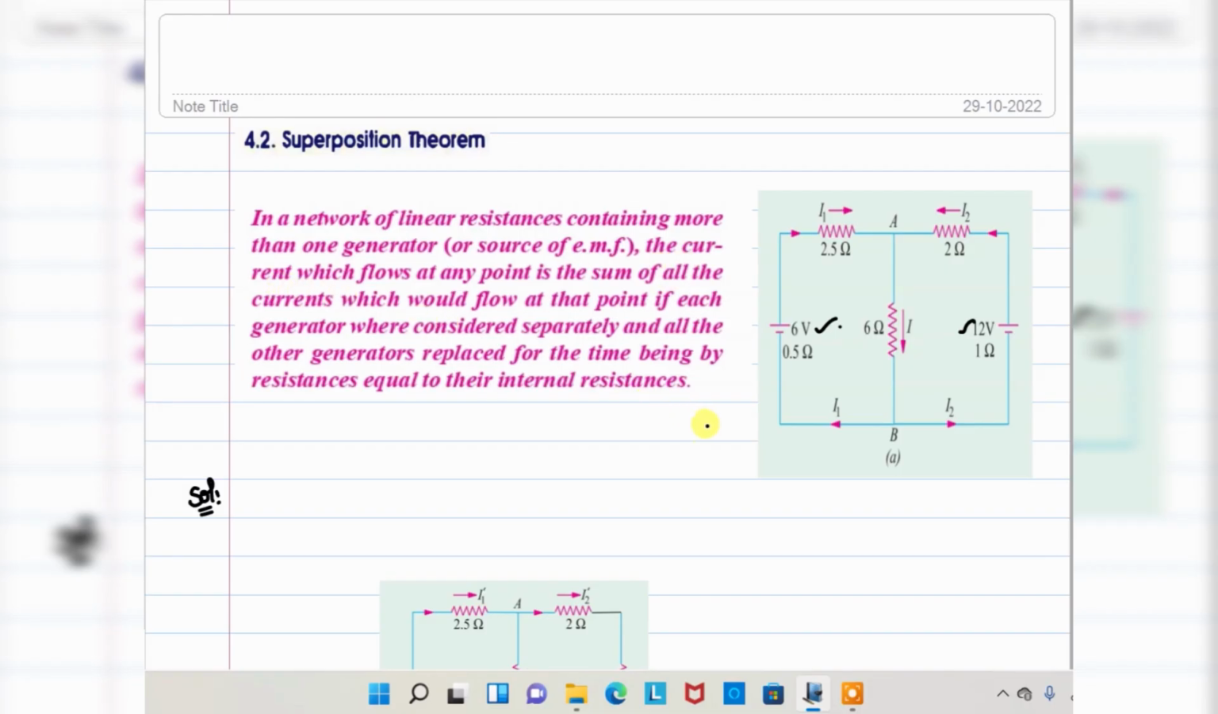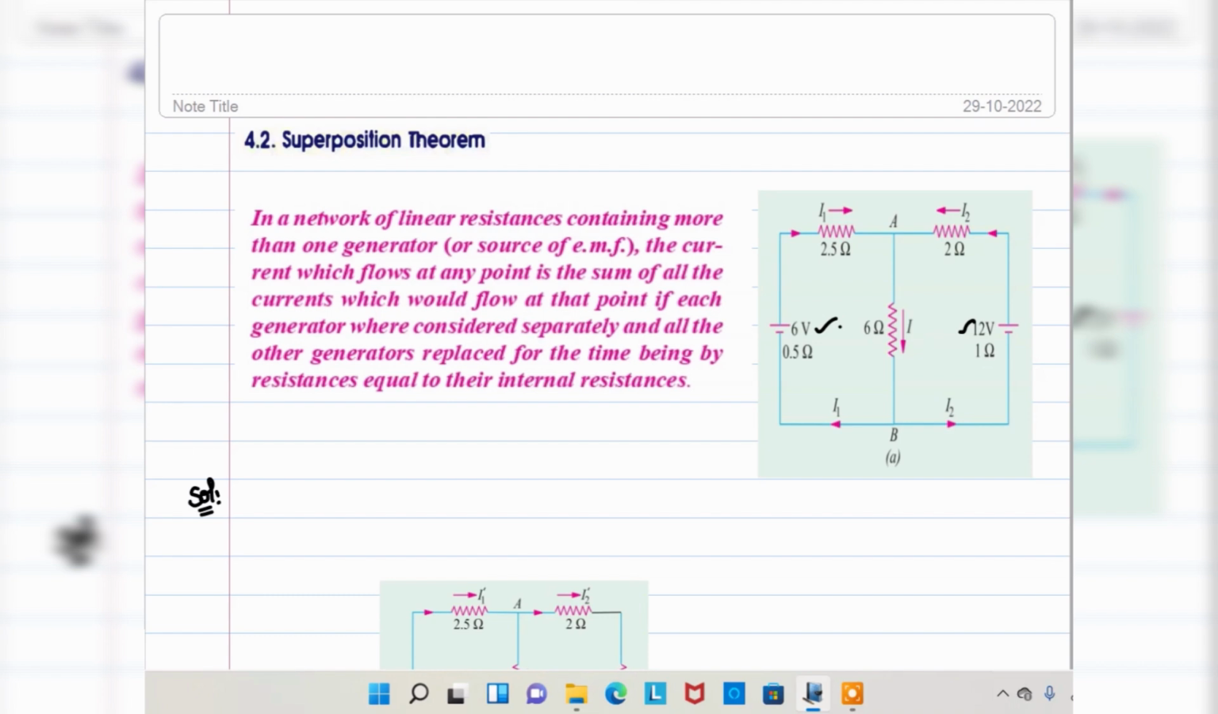The current flowing at any point, for example, current flowing here I1, current flowing here I2, current flowing here I3. The current flowing through any point is the sum of all the currents which would flow at that point if each generator were considered separately, and all generators replaced for the time being by the resistances equivalent to their internal resistances. Okay, just look at the diagram. I will explain the theorem properly.